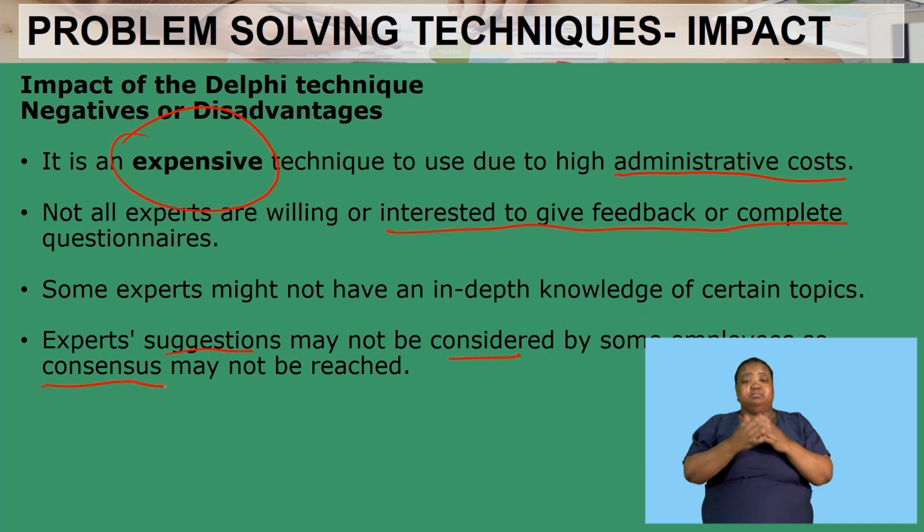Remember, what is a consensus? An agreement may not be reached. Why? Because, like I said, some employees may not consider the experts' suggestions.